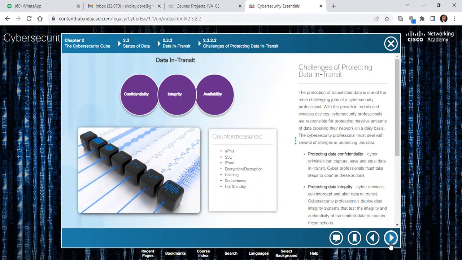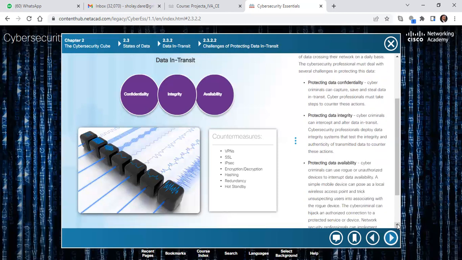The protection of transmitting data is one of the most challenging jobs of a cybersecurity professional. With the growth in mobile and wireless devices, cybersecurity professionals are responsible for protecting massive amounts of data crossing their network on a daily basis. So that is your work as a cybersecurity professional.